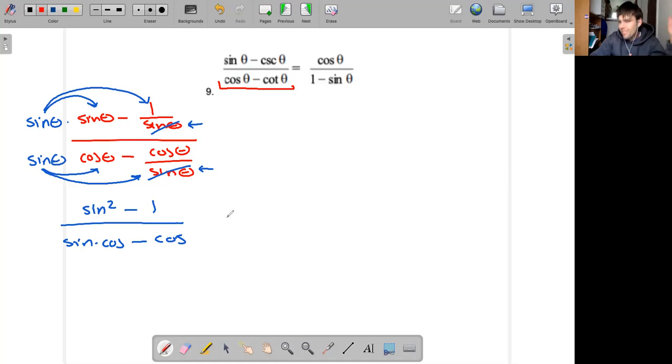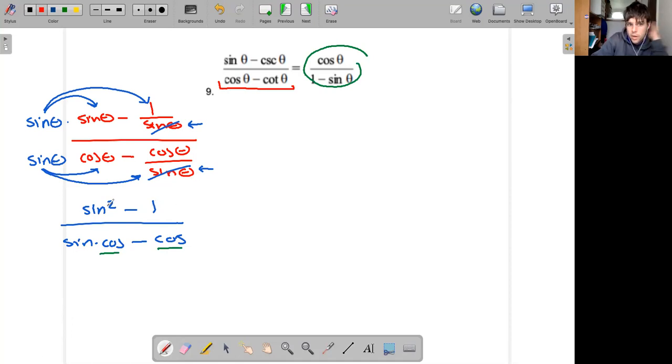Okay, this sort of looks better, maybe. Depends on if you squint at it or not. We're trying to get to this. Maybe we're closer, maybe not. I do notice in the denominator here, I can factor this. They have a cosine in common, so I could factor that out. And I do notice here I have a difference of squares that could be factored as well. Let's just see what happens when we factor both of these.